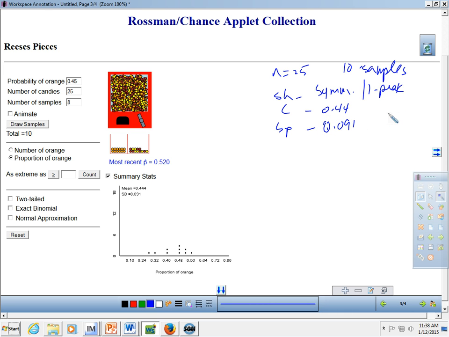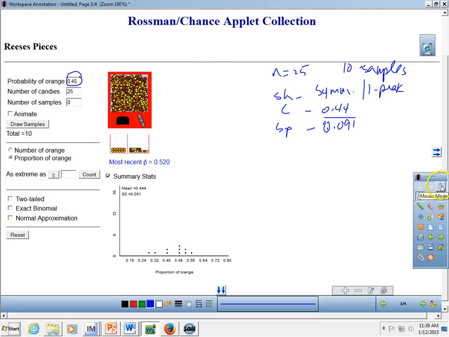Okay? Now, take a look. Shape is nice. Symmetric, single-peaked, almost could be normal, which is good for us. We like normal distributions. The center is 0.44. Well, look at the center versus what the actual population proportion is. It's 0.45 of orange candies. The spread is 0.091. So we'll take a look at that more in just a second. But this is what we would expect our center to be. It should be pretty close to the population parameter because, like I said, proportion is an unbiased estimator.